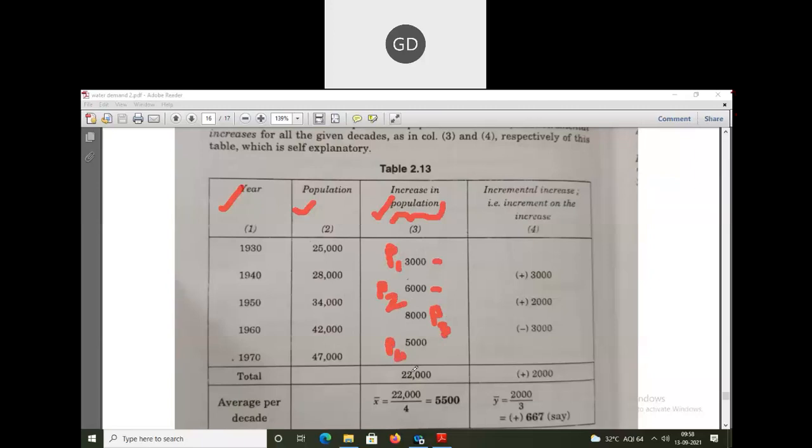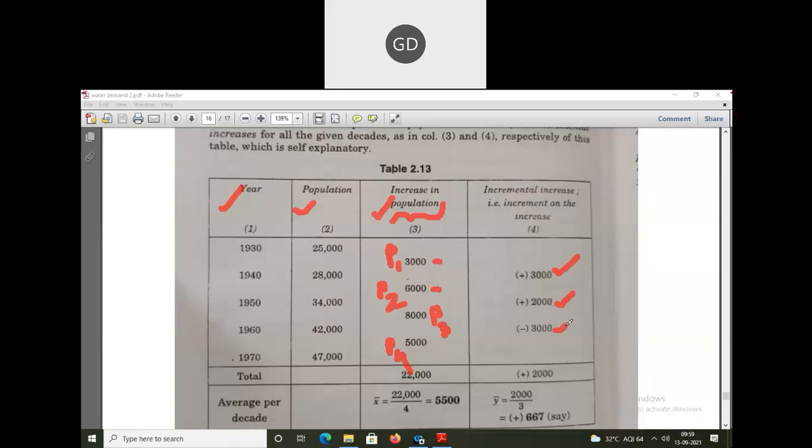To find the incremental increase of this population, you have to subtract P2 minus P1. That is 6,000 minus 3,000. So what do you get? You get 3,000. Then P3 minus P2: 8,000 minus 6,000, you get 2,000. And the last one is 5,000 minus 8,000, that is 3,000.